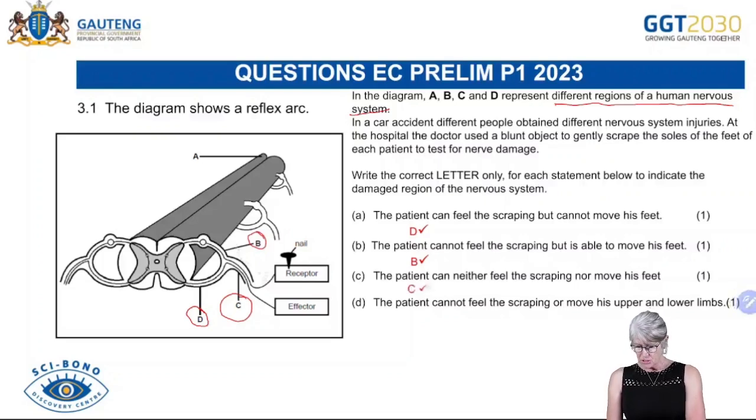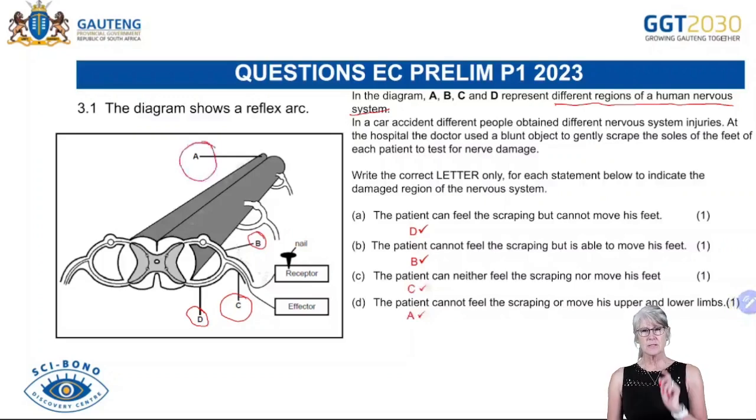And then the patient cannot feel the scraping. He can't move his upper limbs, he can't move his lower limbs, he can't move anything. Okay, so that would mean that there would be damage here in the central nervous system. Okay, because there's no information going anywhere. So even higher up, it's not even just his leg, it's his upper limbs as well. So there's damage to the spinal cord. So therefore, it would be A.